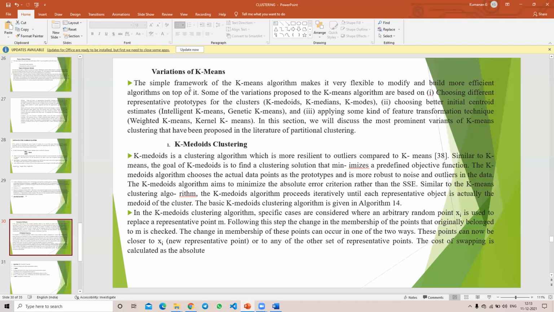In the k-medoids clustering algorithm, cases are considered where an arbitrary random point x1 is used to replace a representative point m. This disrupts the membership of the points that originally belonged to m. The change in membership of these points can occur in one of two ways: these points can now be closer to x1 or to any other of the representative points. The cost of swapping is computed.